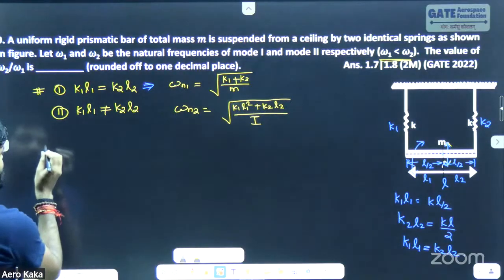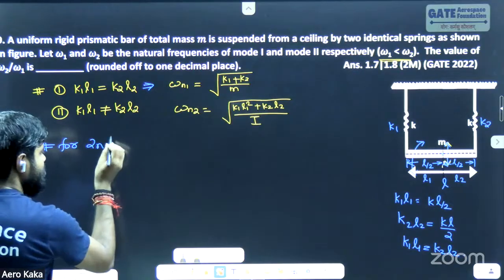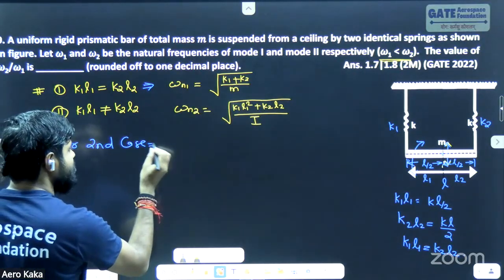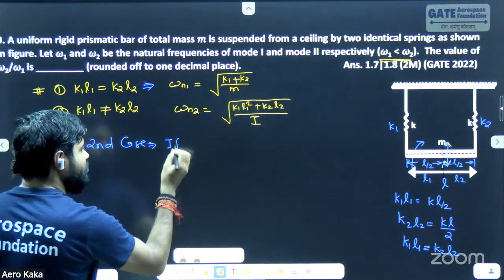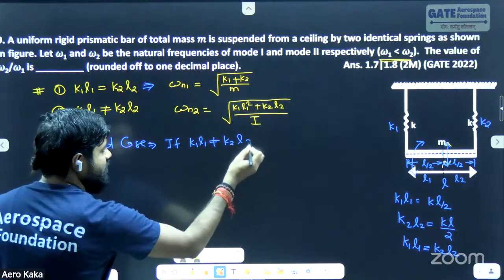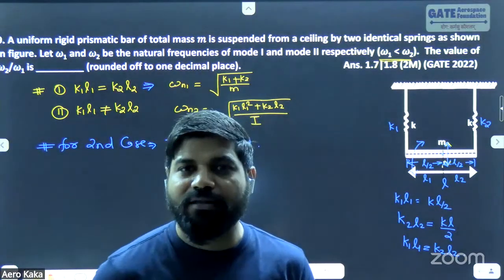Second case is what? For the second case, please remember this one. They can ask for the second case. Let's say if K1 L1 is not equal to K2 L2, then could you tell me in this case what the frequency equation is going to be? Anyone?